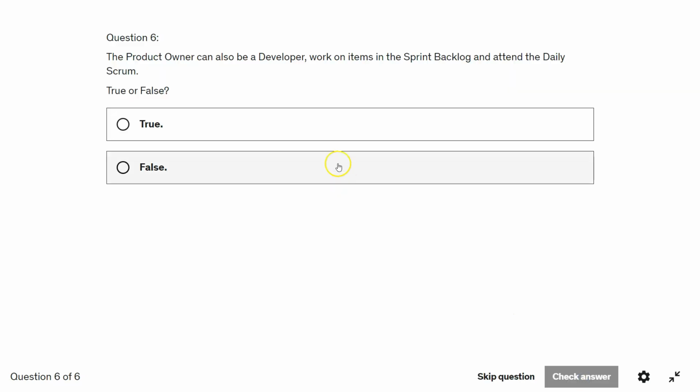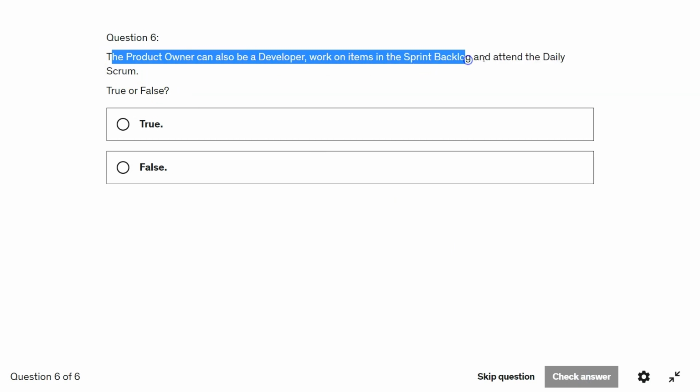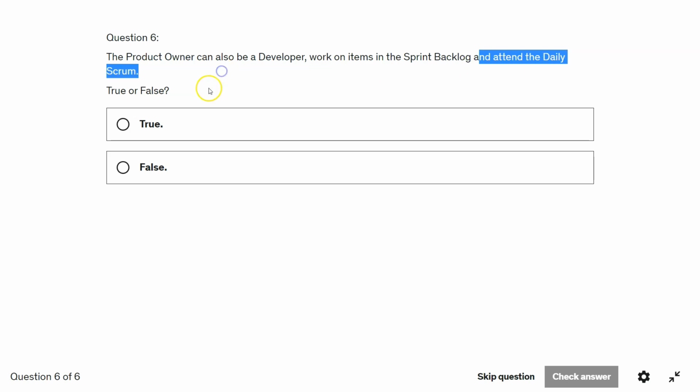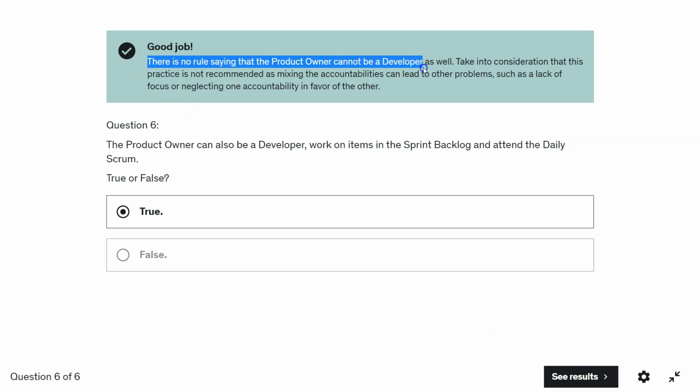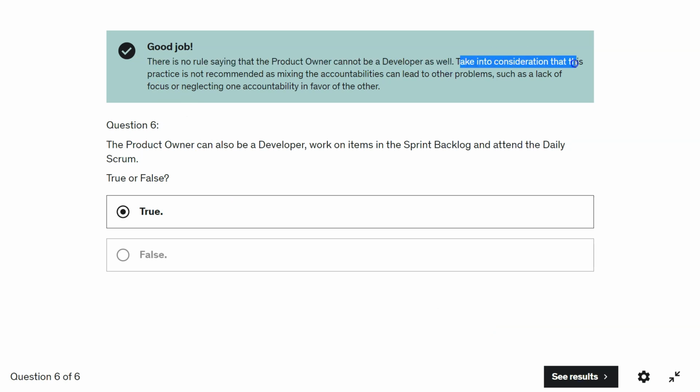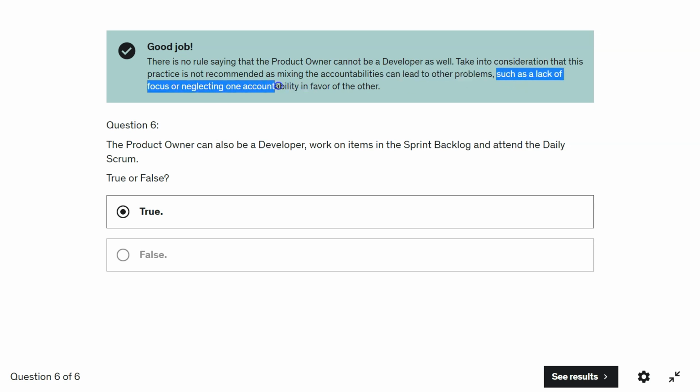Alright. Next, question 6. The product owner can also be a developer, work on the items in the sprint backlog, and attend the daily scrum. True or false? So this is not recommended, but it is true. There is no rule saying that the product owner cannot be a developer as well. Take into consideration that this practice is not recommended, as mixing the accountabilities can lead to other problems, such as lack of focus or neglecting one accountability in favor of others.